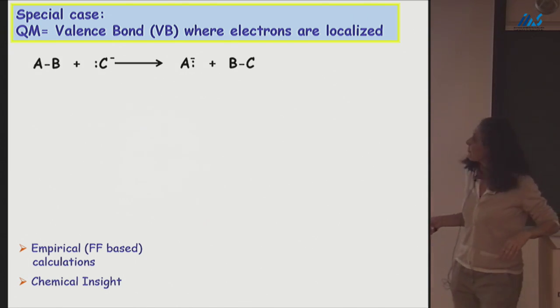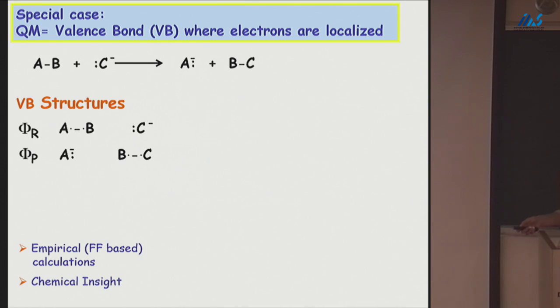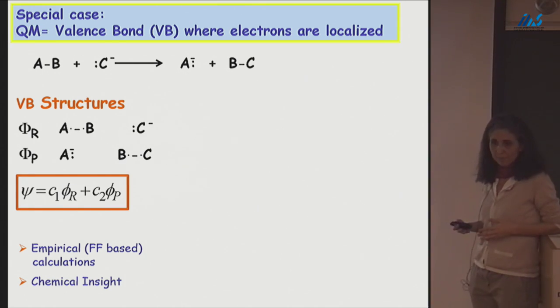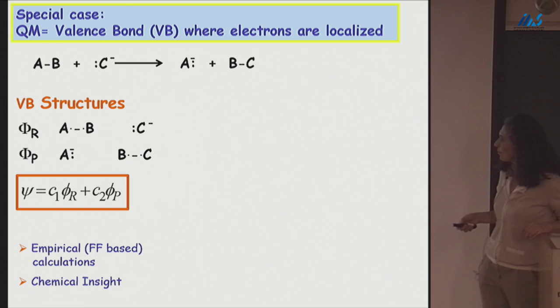So in order to explain that method, I will take a hypothetical reaction. This reaction, AB plus C minus becomes A minus and BC. So it's an SN2 reaction. And in the simplistic valence bond description of this system, we will have two different valence bond states. One state is where A and B are bonded and C has its own electrons. I will call it the reactant state. And then we have another state where A has its own electrons and B is bonded to C. This we will refer to as the product state.